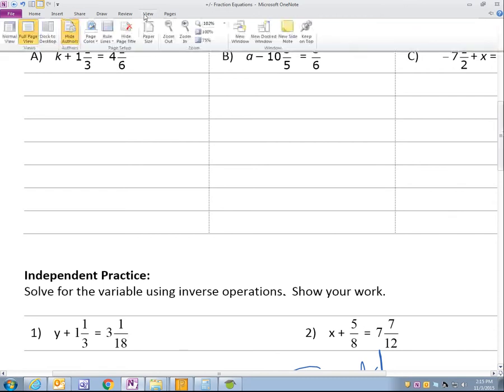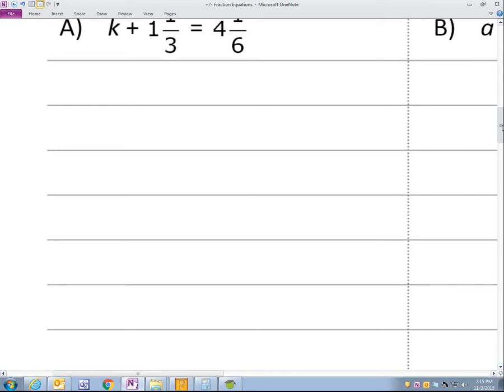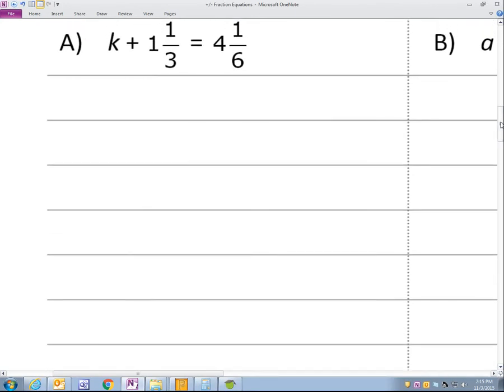So I'm going to zoom in here. I have k plus 1 1/3 equals 4 1/6.